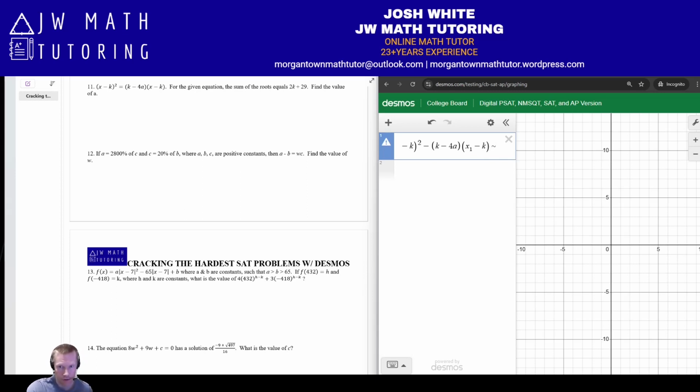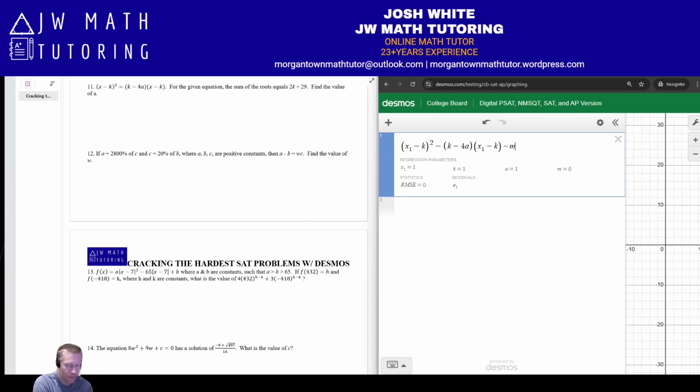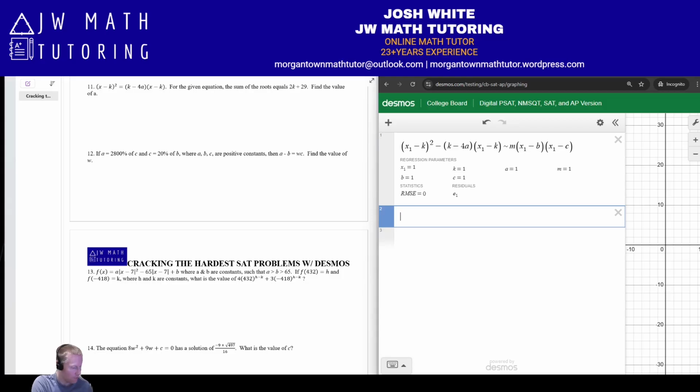Okay, then I'm going to enter a regression statement. I'm just going to use m here as a constant out front because a is already taken up. And now notice this is a quadratic. We have x squareds. We don't have any powers above that. I can't use a since that's already chosen, so I'm just going to use b and c as my two roots. Now we also know the sum of these roots, so in other words, b plus c equals 2k plus 29. But again, this part has to be in terms of only one letter equals everything else on the other side. So I'm going to do b equals this, 2k plus 29 minus c.